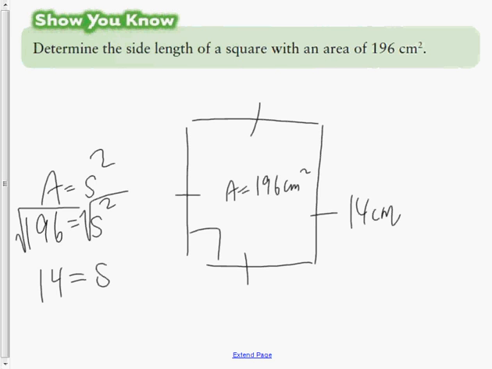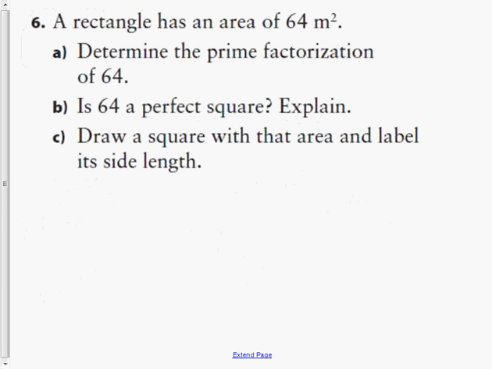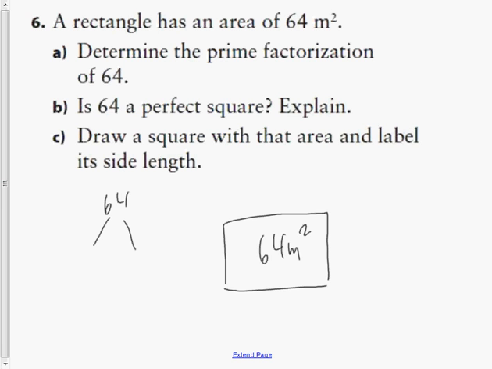Okay? Now, your first question says a rectangle has an area of 64 meters squared. Determine, using prime factorization, the prime factorization of 64. So I'm going to write 64 here, and I can do it any different way. I can do 2 times 32. This is a prime factor. This is not, so it can be broken down into 2 times 16, 2 times 8, 2 times 4, and finally 2 times 2.